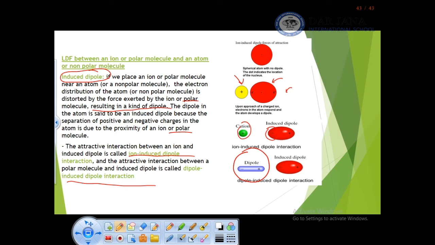Okay, so again, what is the difference between ion-induced dipole interaction and dipole-induced dipole interaction? In the first one, we have a cation plus the induced dipole, and it is called ion-induced dipole interaction. And when we have a dipole and an induced dipole, it is called dipole-induced dipole interaction.